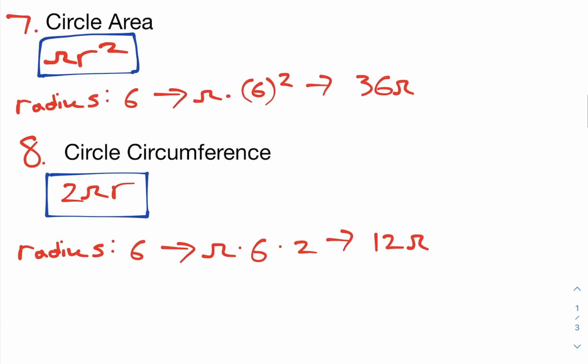The seventh formula is a very easy one. It's the circle area formula, which is just pi r squared. So if I have a circle with the radius of 6 as seen below, then I'm going to simply do pi times 6 squared, which is equal to 36 pi.